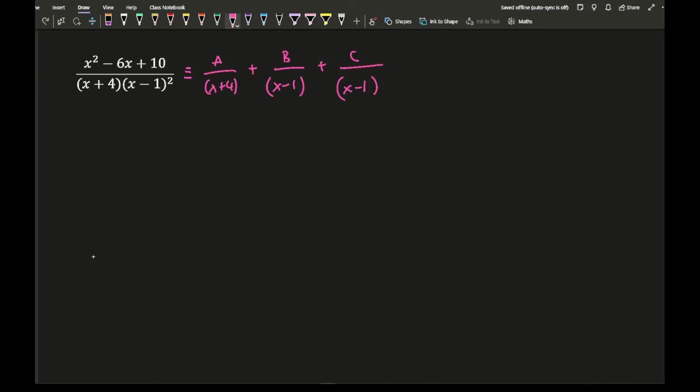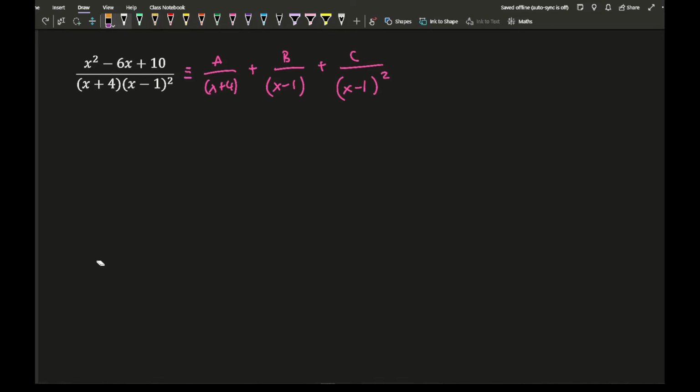Now again, it doesn't really matter if the orientation is different, so if it was written as (x minus 1) squared (x plus 4), then I'd write a over (x minus 1) plus b over (x minus 1) squared and c over (x plus 4). The orientation doesn't really matter because when you're multiplying, the order does not matter. So let me just get rid of this.